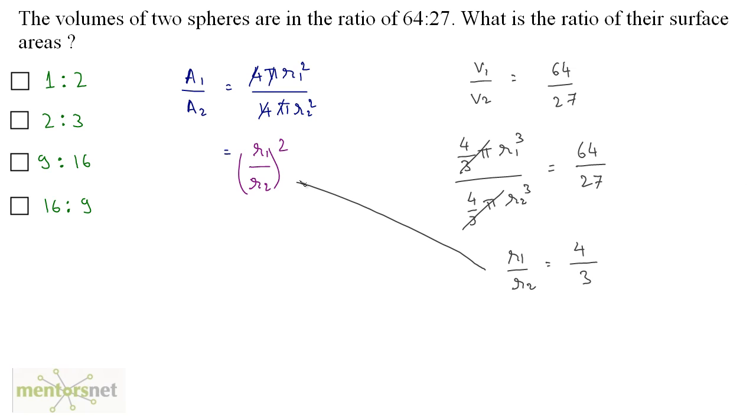Put this r1/r2 here in this equation so that we can get the ratio of A1 and A2. So r1/r2 is 4/3 and this is squared. Right? So 4 square is 16, 3 square is 9. So 16:9 is the ratio of the surface areas. So option D is the correct answer.